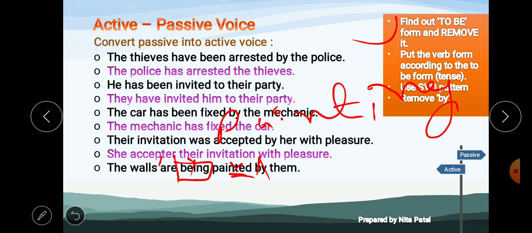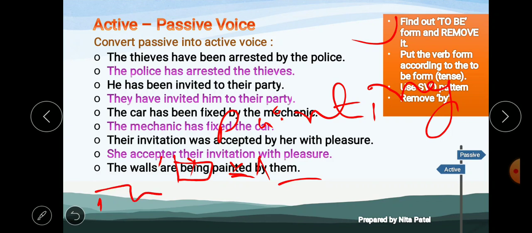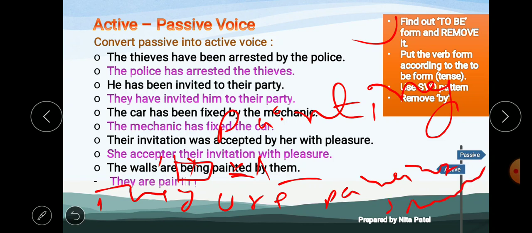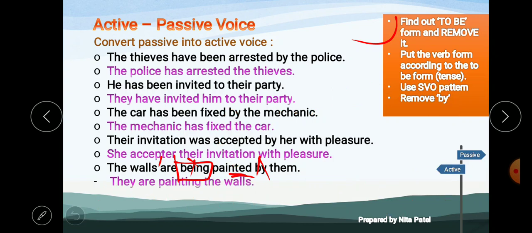Okay, let's start it with the subject, SVO pattern. So them will become they. So what goes with they is are. They are V4, that is painting. They are painting. What are they painting? The walls they are painting. So they are painting the walls. Let's see. Yes, they are painting the walls.